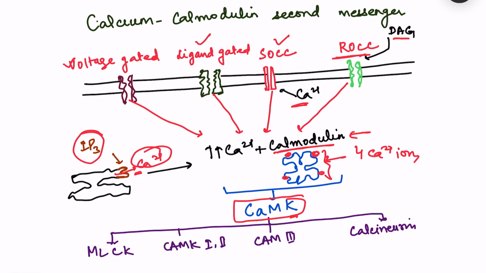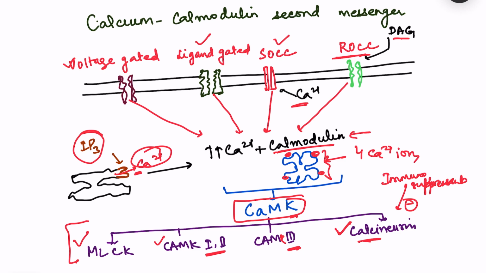And among these calmodulin dependent kinases, we have one enzyme, myosin light chain kinase. This is present in smooth muscle. Okay, in a smooth muscle, calmodulin activation leads to activation of myosin light chain kinase, which in turn phosphorylates the myosin, and then only it becomes active. Then we have calmodulin dependent kinases 1 and 2, which are important for synaptic transmission. Calmodulin dependent kinase 3 is important for protein synthesis, and there is calcineurin also, which is important for T cell activation. In fact, this calcineurin is inhibited by certain immunosuppressants. So these are 5 major types of enzymes which are activated by calmodulin.